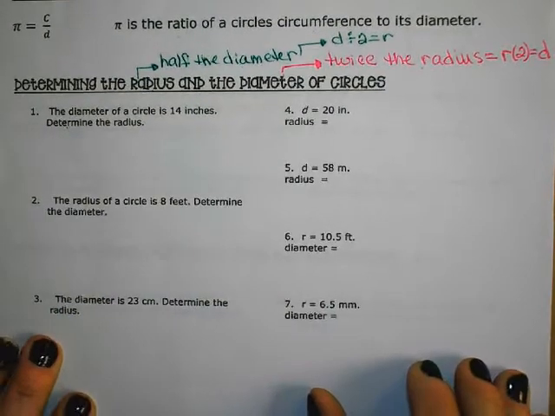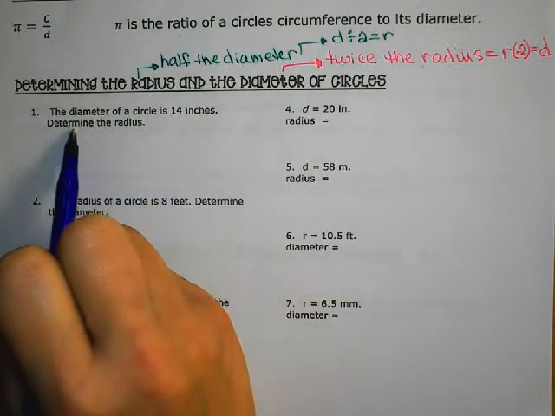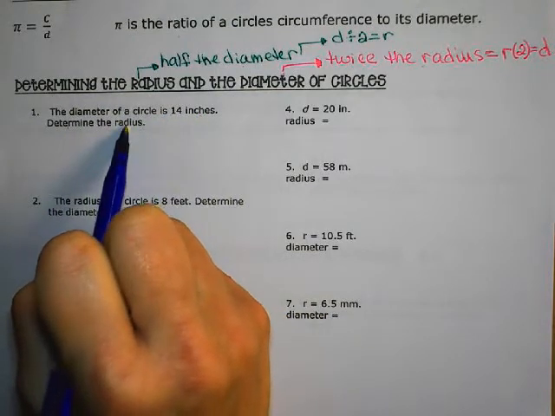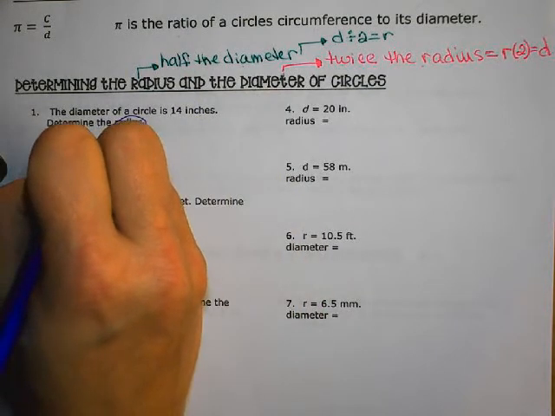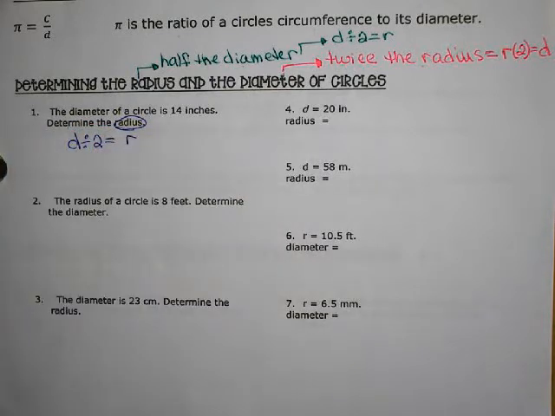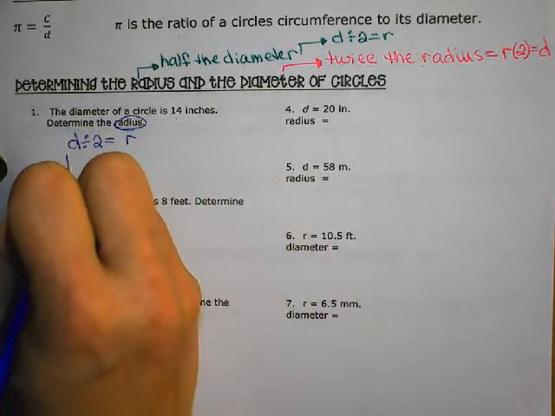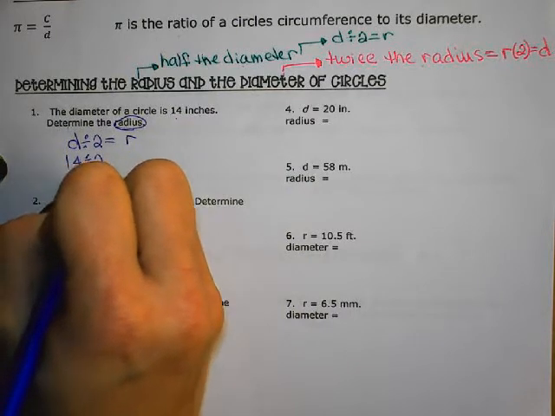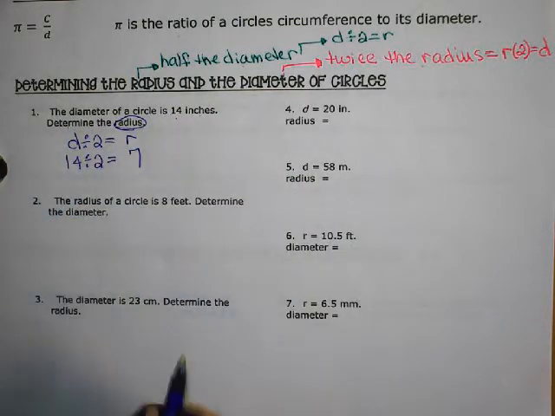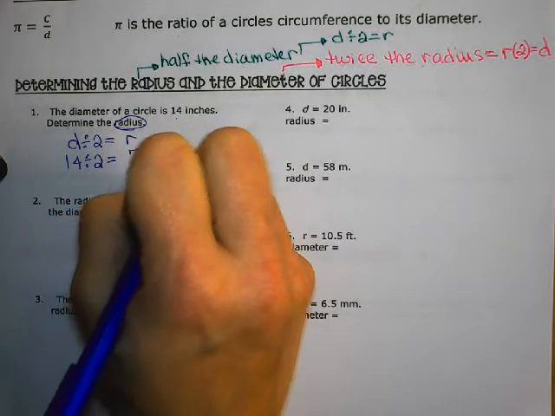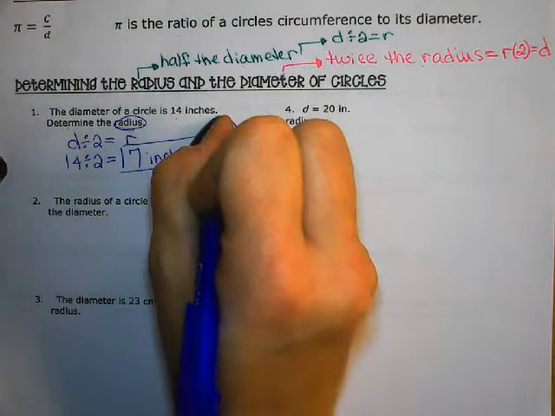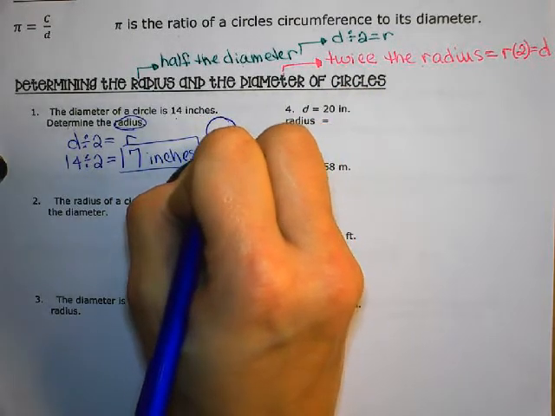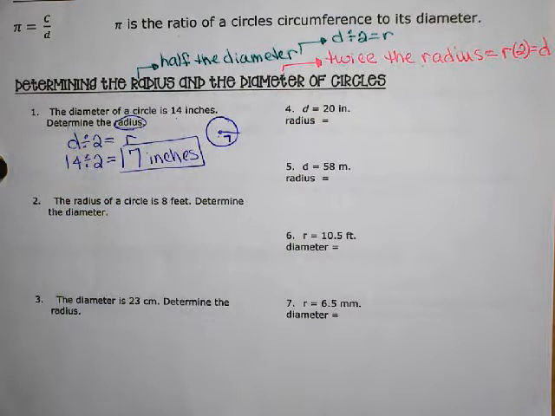Number 1 says the diameter of a circle is 14 inches. Determine the radius. Remember, we're looking for the radius, so we can take the diameter divided by 2 to give us the radius. Since the diameter is 14, we can take 14 divided by 2 and determine that the radius is 7 inches. Remember that it's halfway across the circle, so I can demonstrate it by drawing a circle, and from the point in the center I could say that this was 7 inches.